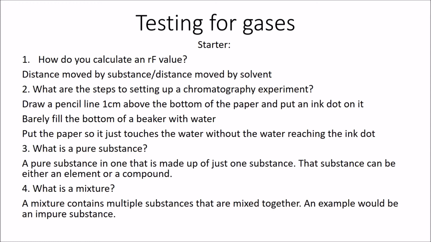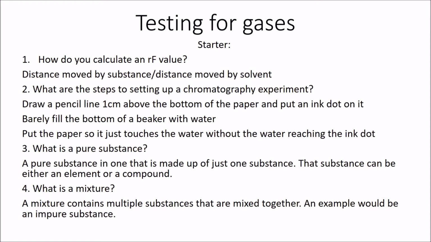And then what are the steps to setting up a chromatography experiment? So when we're doing it in a lab, you draw a pencil line 1 centimeter above the bottom of the paper and put an ink dot on it. It needs to be pencil, not pen, for obvious reasons, otherwise that pen line will run. Then just fill the bottom of the beaker with water, and then you lower the paper in so that it just touches the water without the water or solvent, whatever solvent it is, reaching that ink dot, and that solvent will then run up that paper.